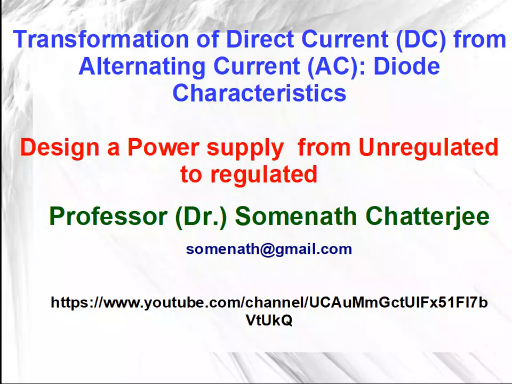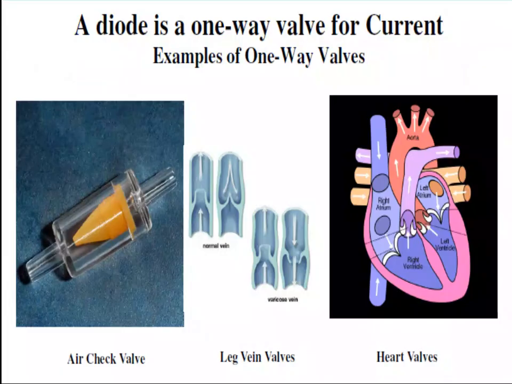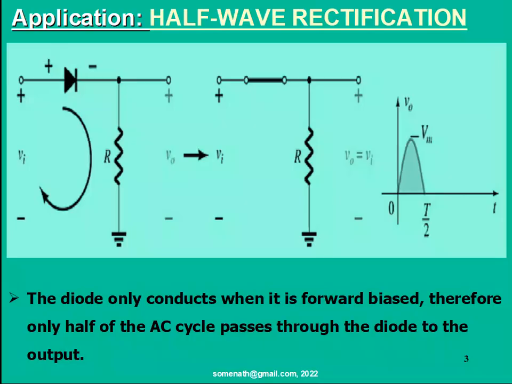So here, what is the diode? I just want to rephrase your knowledge that a diode is nothing but a one-way valve. Like our heart, there is a system, the circulation of blood from one end to the other end, but it can't go in the reverse direction. So in the diode, the same mechanism we are following. And first we will discuss half-wave rectification using the diode.